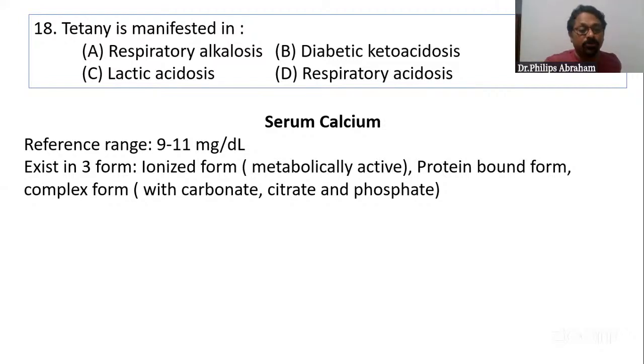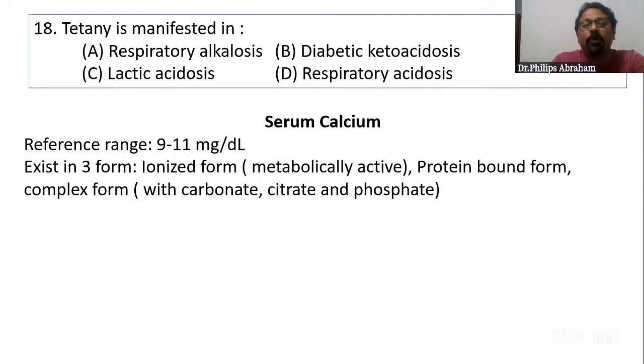That exists in 3 forms. 50% is in ionized form, just as calcium ion, Ca2 plus. That is metabolically active. Around 40% is attached to albumin, called the protein bound form, 4 milligram. Another 1 milligram, so 5 plus 4 plus 1, is in complex form with carbonate, citrate or phosphate. Now please understand that out of 10, only 5 is metabolically active, this ionized form.